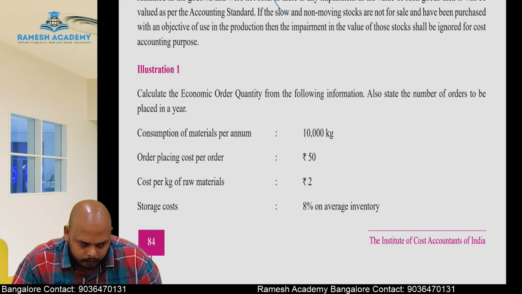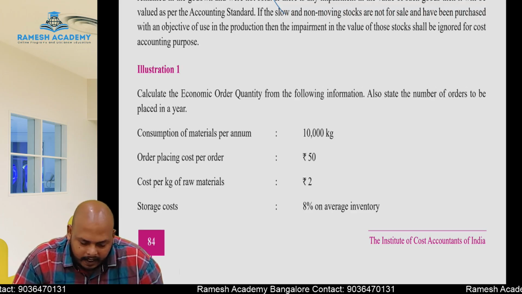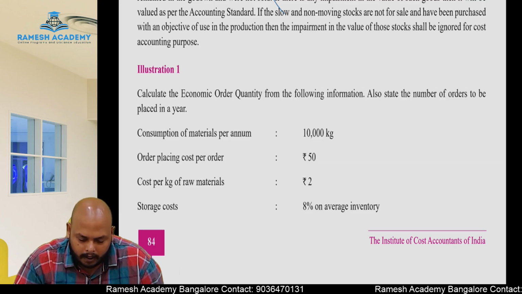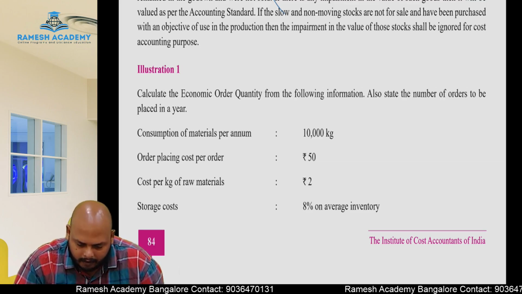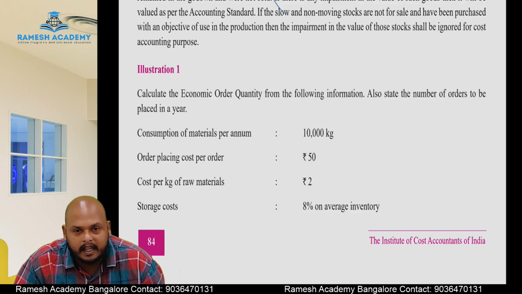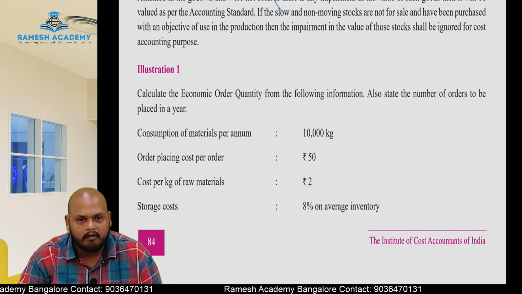See illustration number 1. Calculate the economic order quantity from the following information. So they are asking us to calculate the EOQ, economic order quantity, from the following information, and also state the number of orders to be placed in a year. He is asking us to calculate how many orders we have to place in 1 year also.